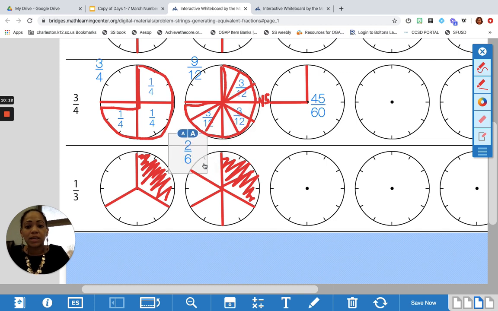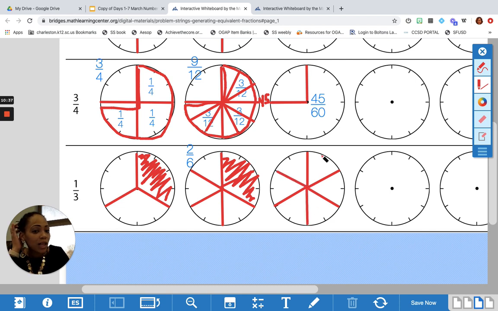All right, what else can I do? Can I break up my 1/6? Absolutely I can. So even if I started off with thirds and then went to 6, or maybe you just started with 12ths right off the bat because you know that there are 12 numbers that go around the clock.